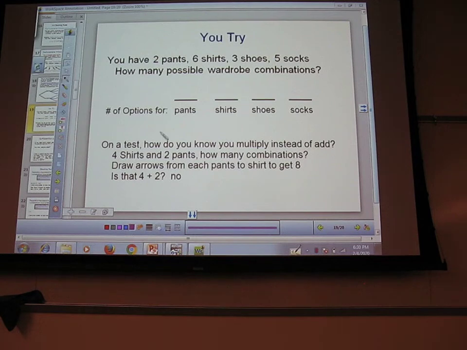Okay. How many options for pants? 2. Shirts, 6. Shoes, 3. Socks, 5. What are you going to do with those numbers? You're going to multiply them. Right? So you're going to have pants and shirt and shoes and socks. So you multiply those ones. You end up with 2 times 5 is 10. 3 times 6 is 18, so 180 options.